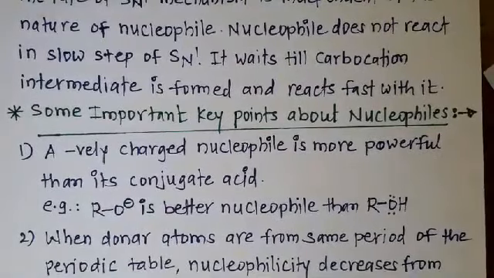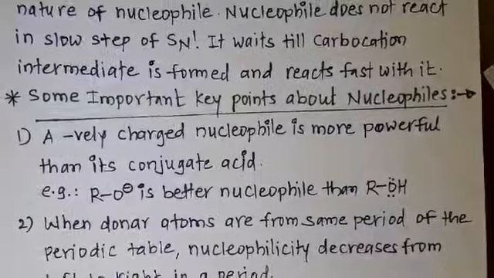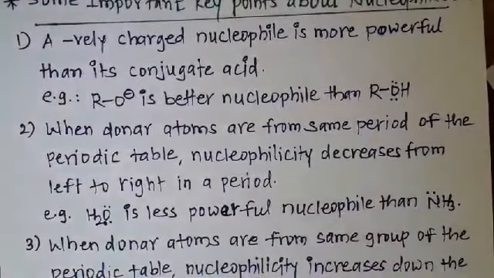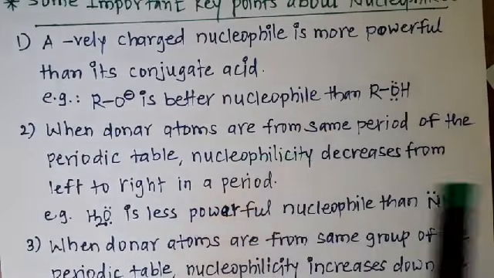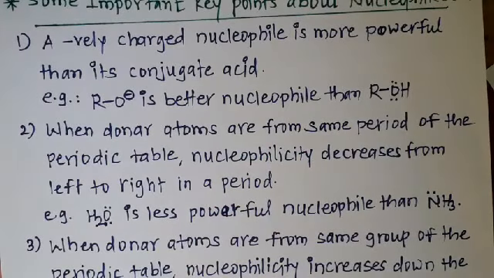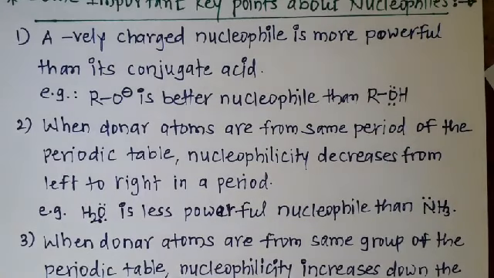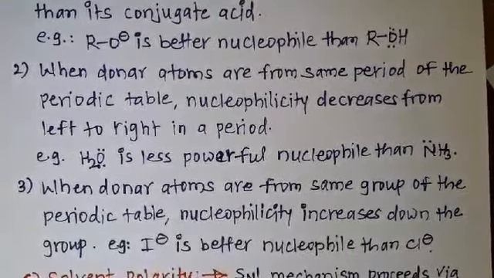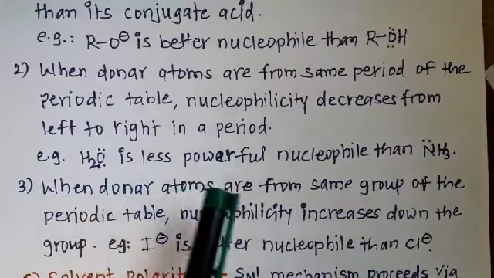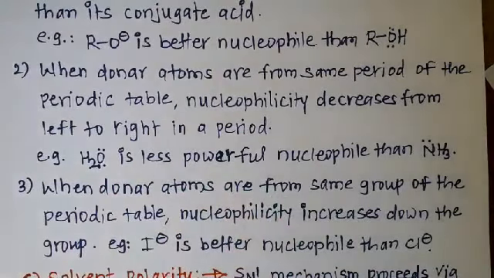its conjugate acid. The second key point is that when the donor atoms belong to the same period, meaning the donor atoms present in the nucleophile are in the same period of the periodic table, then nucleophilicity decreases from left to right. For example, water is a less powerful nucleophile than ammonia.